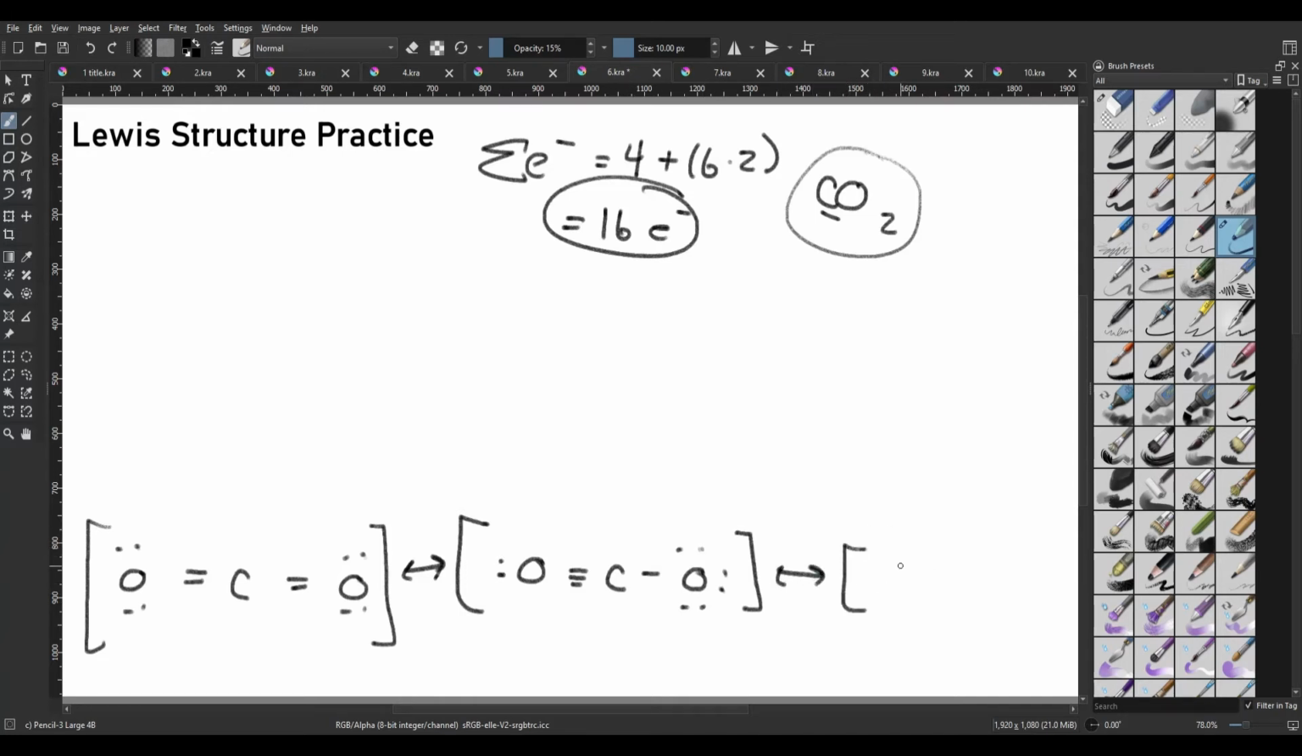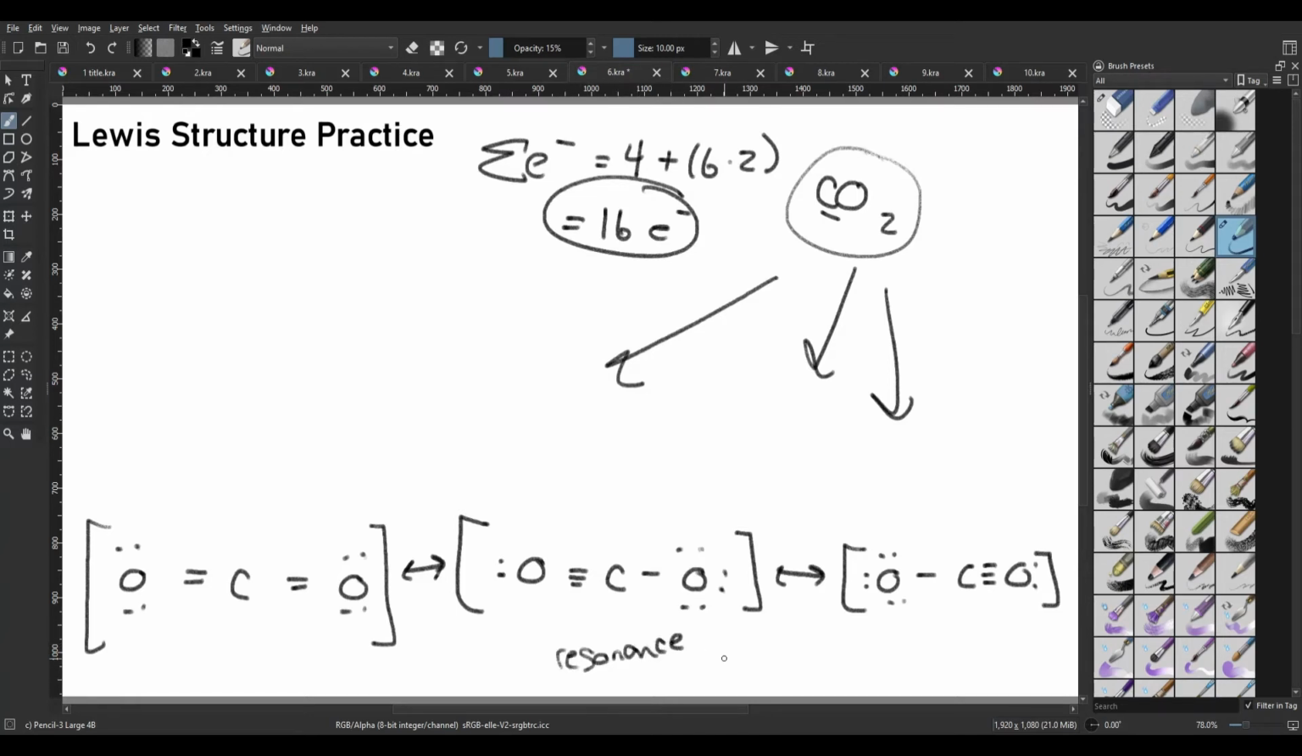It's just going to be the oxygen with 1 bond over here, carbon here, triple bond to another oxygen with 1 pair there. These are all the same molecule. These are all CO2. All 3 of these are. And we call these resonance structures. And let's explain why these work for a second.